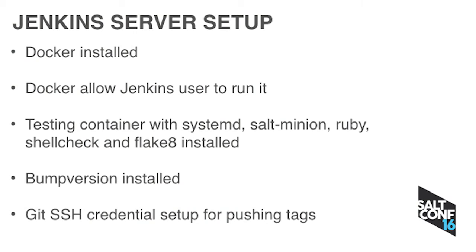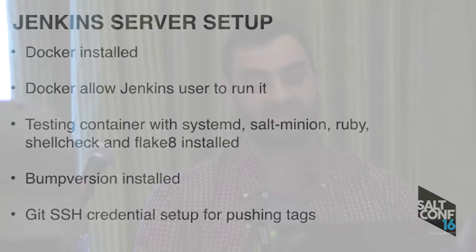So for the Jenkins server setup, you'll have to install Docker. You have to allow the Jenkins user to run it. And then you need a testing container, and this is where you get that fast feedback, where you have systemd pre-installed, the salt minion pre-installed, all your testing tools pre-installed on the container, and bump versions installed on the Jenkins server, and then it gets a Git SSH credential for pushing tags back to the Git server.